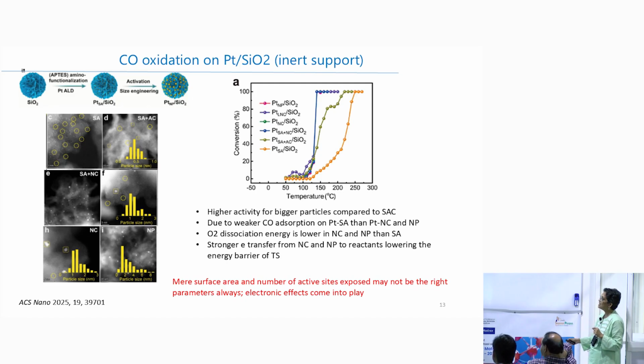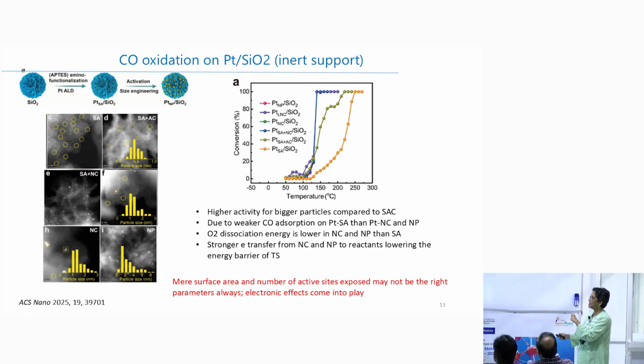Why this happens here is weaker CO adsorption on the platinum single atom. They did a lot of DFT studies, of course, with the computational power increasing. With the increase in computational capabilities right now, and with AI and quantum computing and all that, my computation colleagues are on the moon now. They are like, okay, we can now sort out all kinds of problems. So they have understood using DFT that CO adsorption on platinum single atom is weaker than on platinum nanocluster and nanoparticles. That is the reason why this is happening.